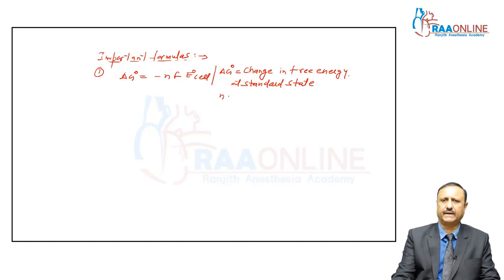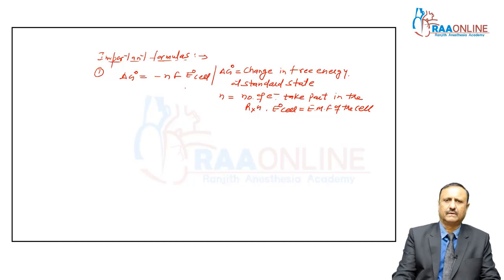And what is the n, my dear students? n is the number of electrons taking part in the reaction. And what is the E? E naught cell is the EMF of the cell. Now, in all other formulas in which n is present, it is taken as the number of electrons.